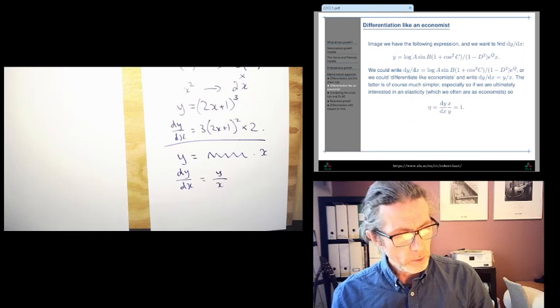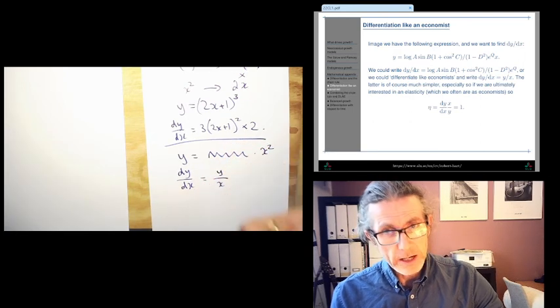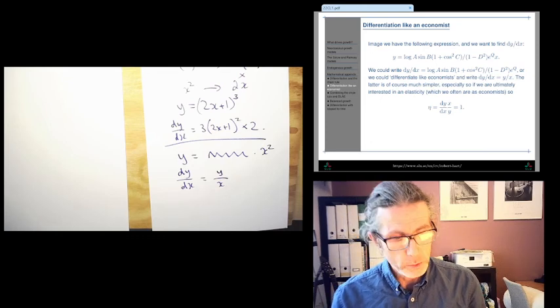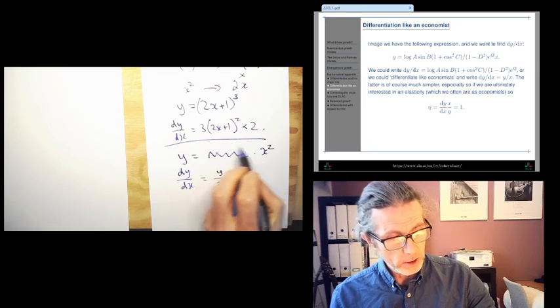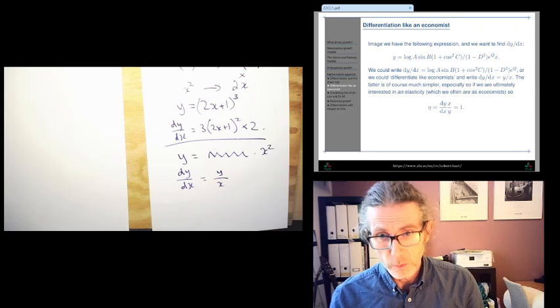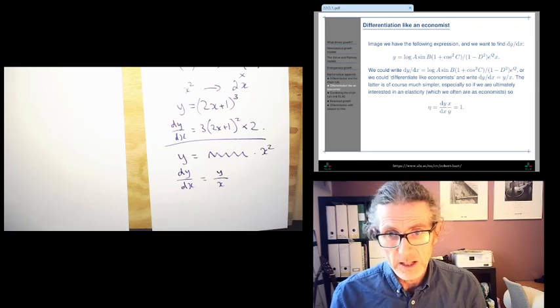And what if it was, now this isn't in the notes, what if we had y equals x squared? Or this whole lot of stuff times x squared? If we were going to differentiate like an economist, what would we get then?